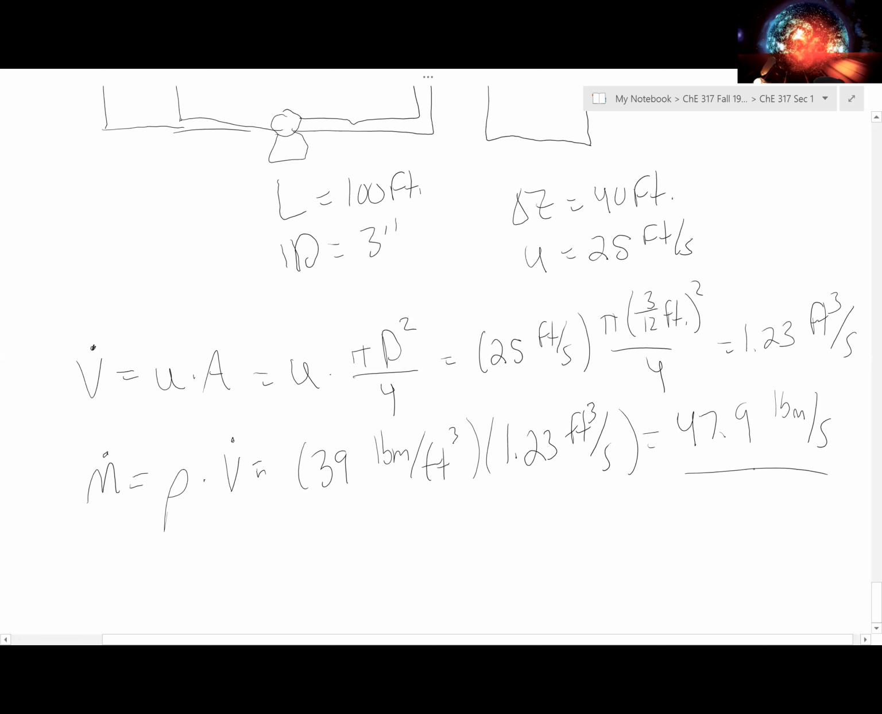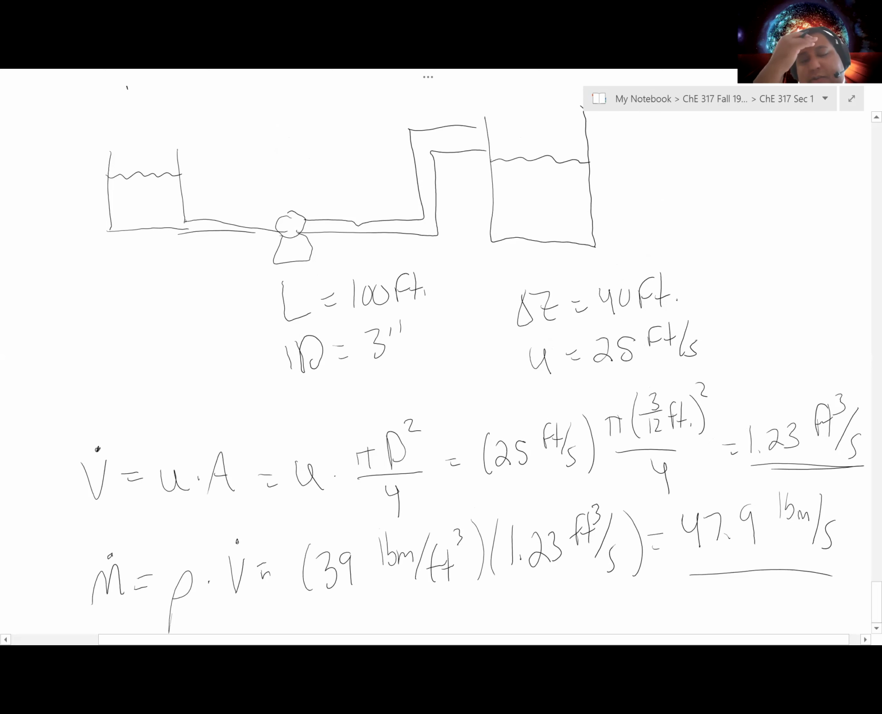So we've got those two values determined first. The next thing we need to look at is the power to drive the pump, meaning how much energy do we have to put into the system to get the fluid from the supply tank to the storage tank.